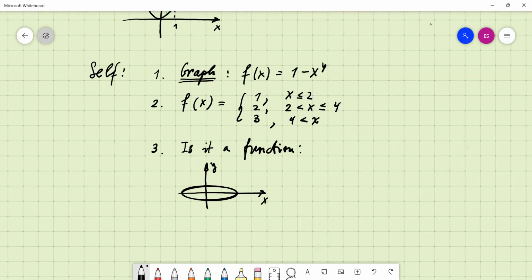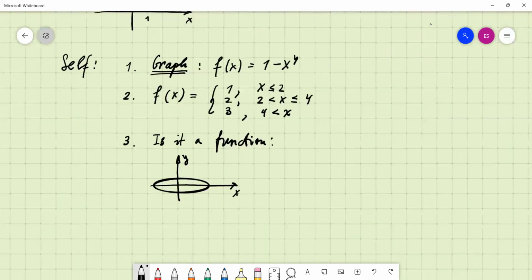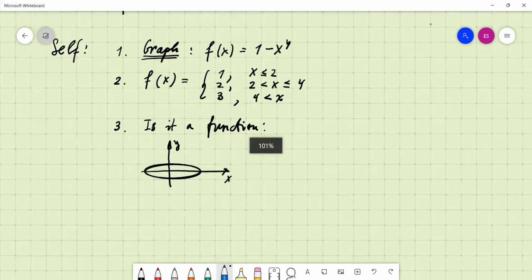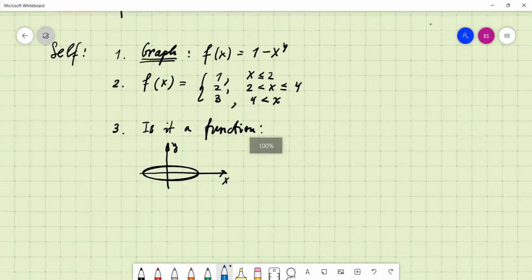Okay, as you remember, I'm going to count to 5, but you can stop my video and try to solve this problem on your own. So I'll start counting: 1, 2, 3, 4, 5. And let me start solutions.